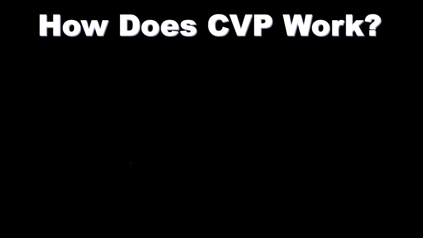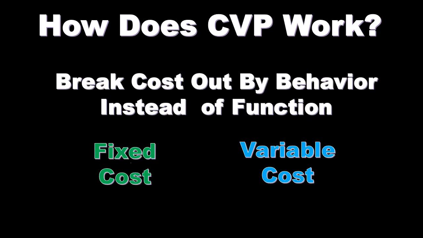How does it work? What's the major process that we're going to use in a CVP type of analysis? We're going to take the expenses and we're going to break them up not by what they do. We're not going to group them by selling and admin or cost of goods sold, but by how they act. So we're going to break up the expenses by how they act. We want to break up all the expenses into two categories: fixed costs and variable costs. So we want to see all the expenses and break them up into fixed type costs and variable type costs.